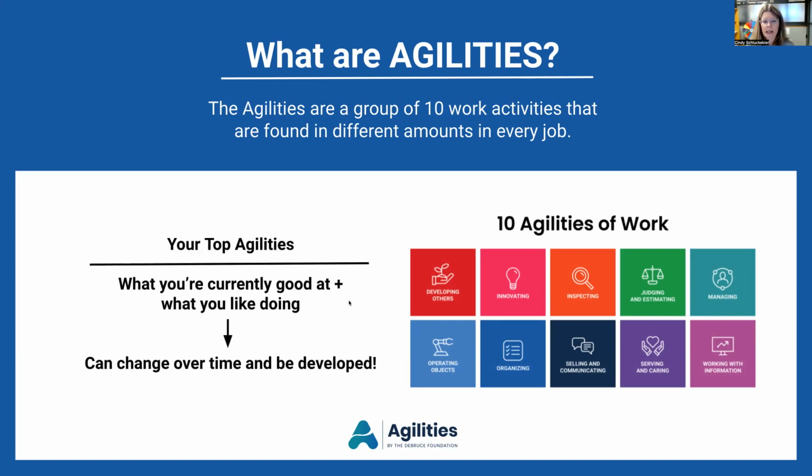So the way the Agile Work Profiler figures out the top of the ranking of your agilities is what you're really good at and what you like to do. And the thing about this assessment, as I mentioned earlier, is that any of these agilities can be grown and developed over time.